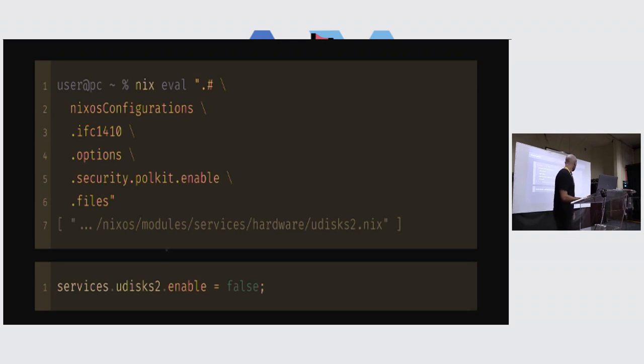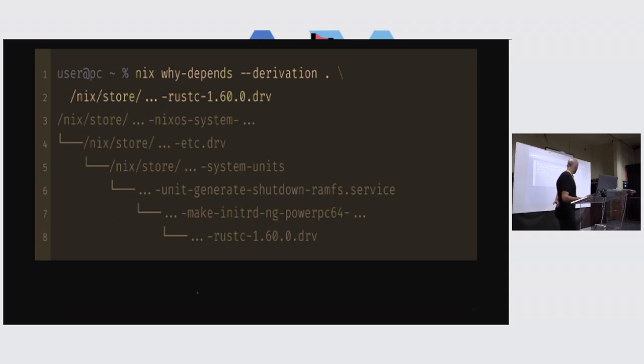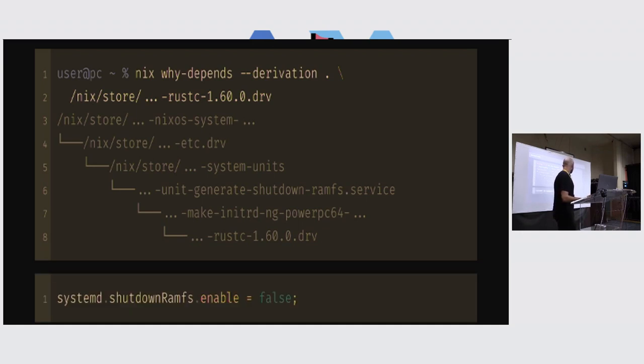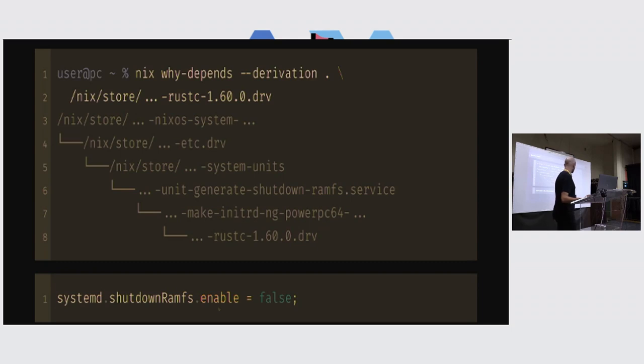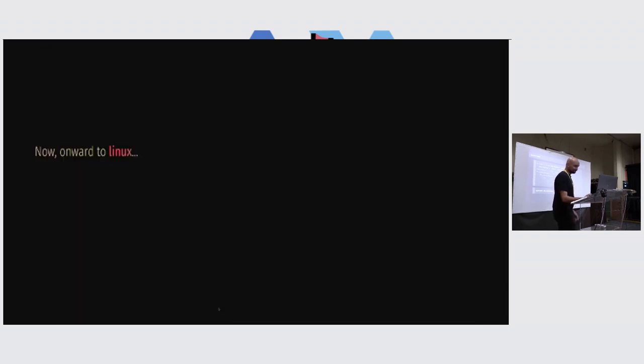And so we can just set udisks2 enable equals false, and then we remove this dependency. And we can do the same thing for the other Rusty, and it tells me that, well, we have a shutdown RAMFS, which we don't need. I'm not going into details on what it does, but it's written in Rust, and it's implemented in nixpkgs, I think. And so we can just look at the documentation and disable that. And with this, we have yeeted the Rust compiler out of this world.